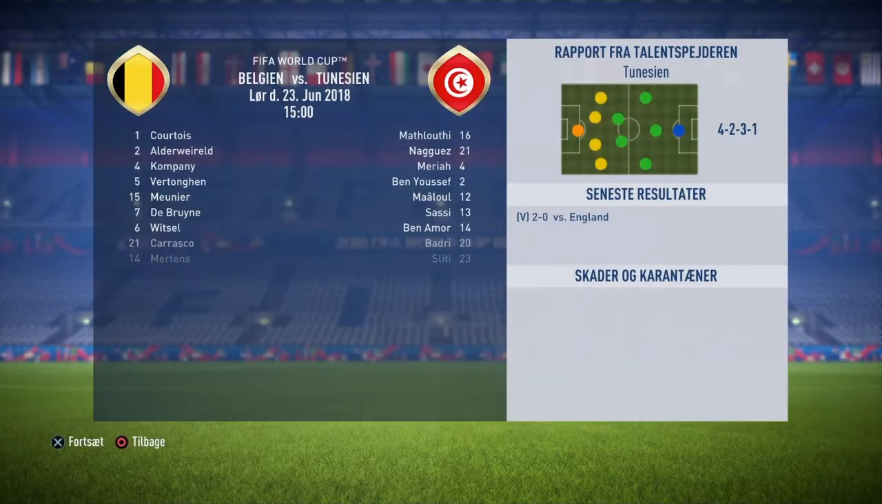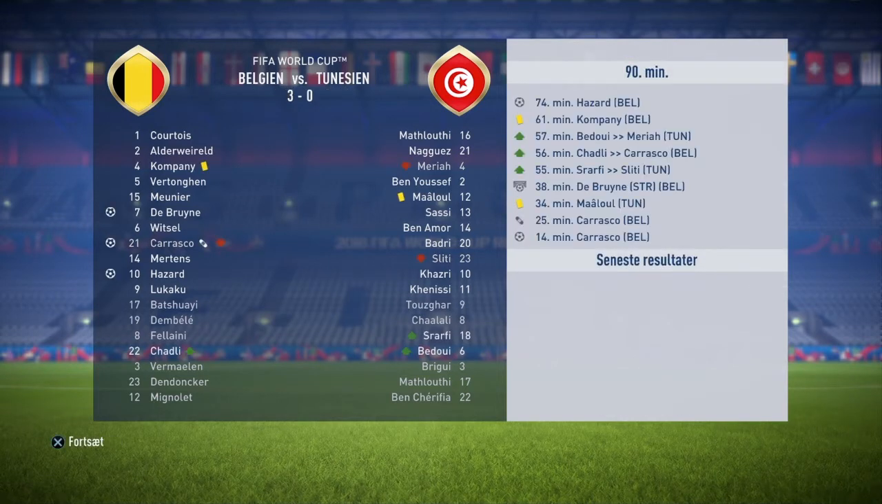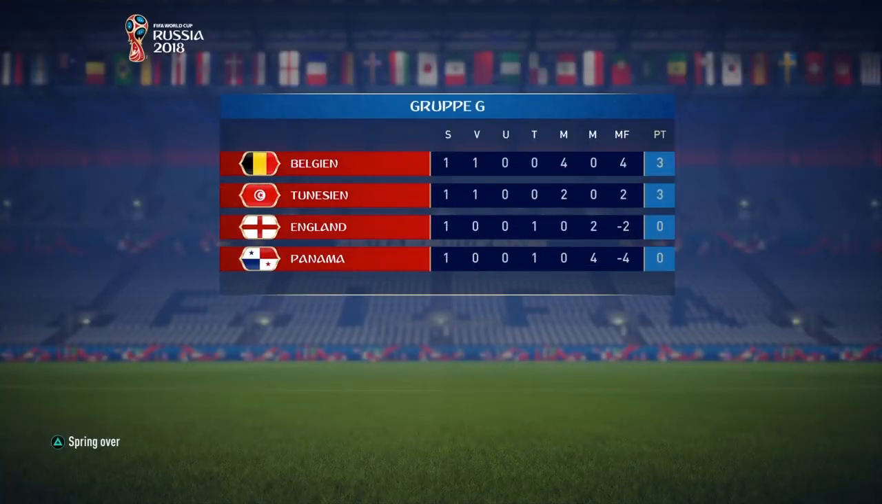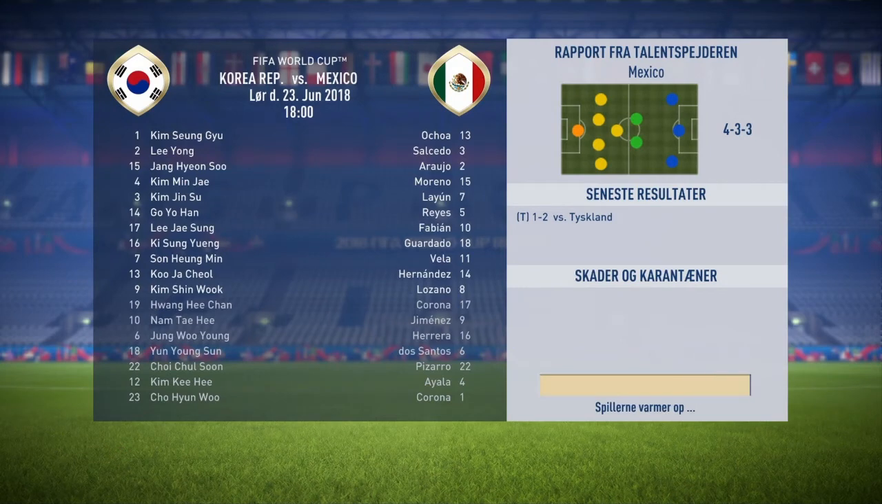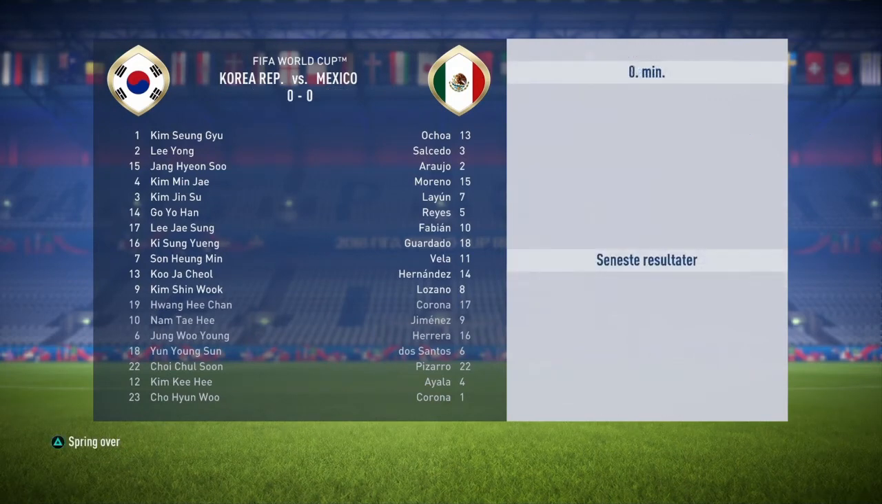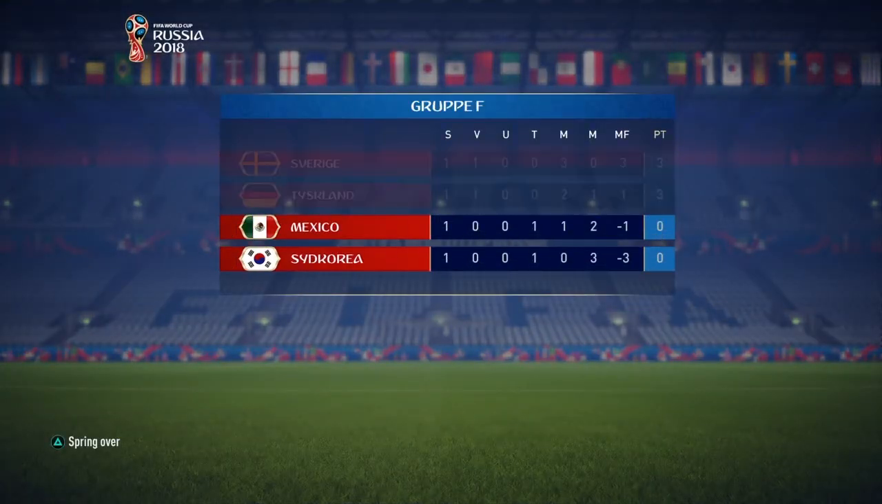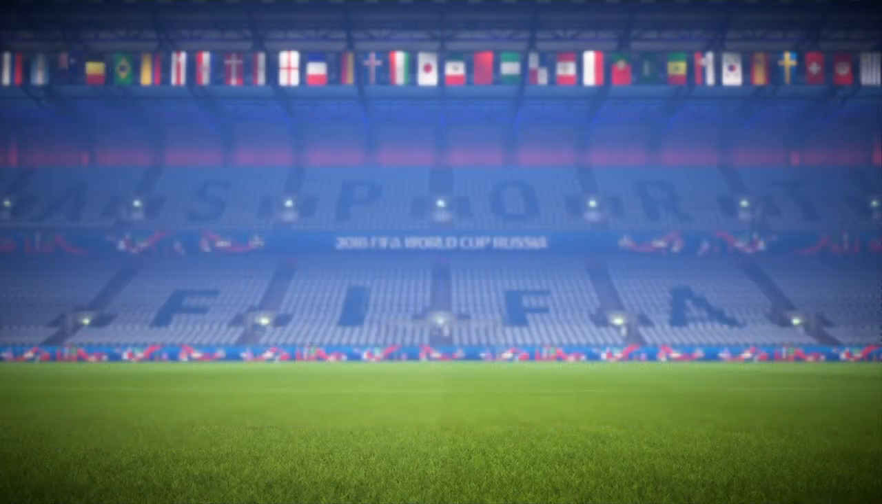Next game is Belgium versus Tunisia, and we got a 3-0 victory to Belgium. Carrasco scored but also got injured, and Eden Hazard and De Bruyne too, the big stars of that team. I mean, now we got something interesting because we got that England situation coming up. But first, South Korea against Mexico will end in a 1-1 draw. What does that mean for their group? Oh, that's not good for them, because now Sweden and Germany are really the favorites to go through.